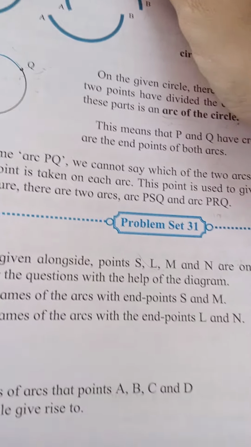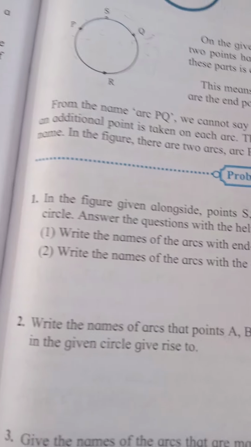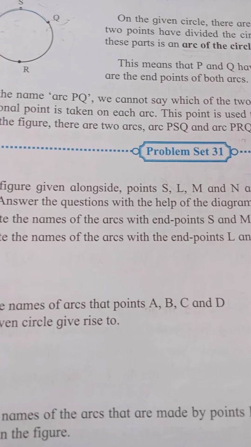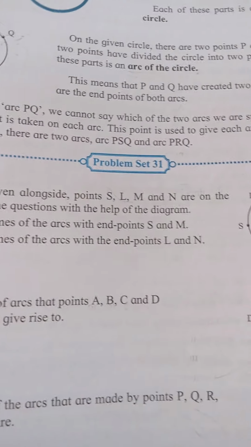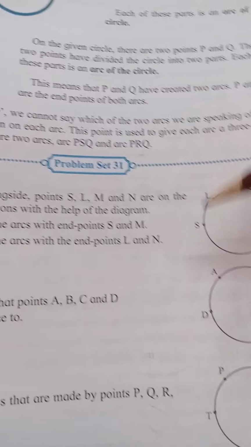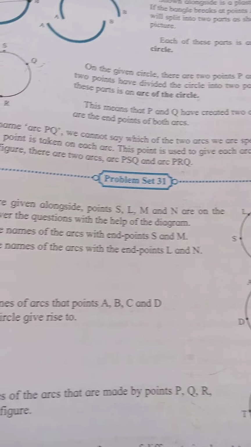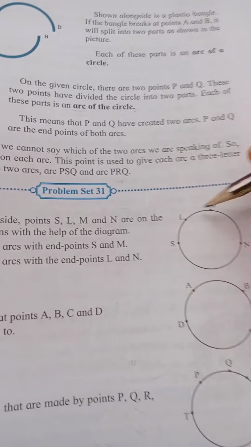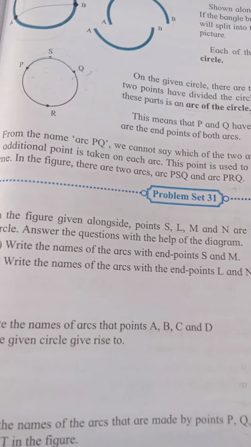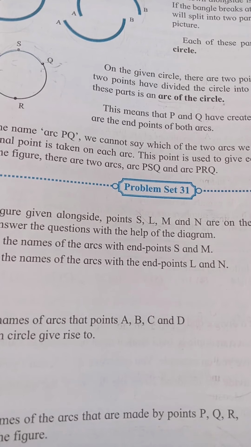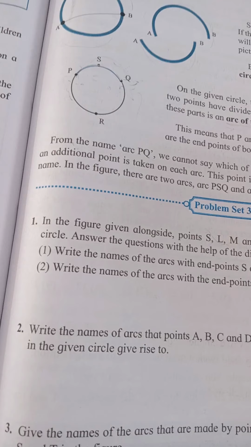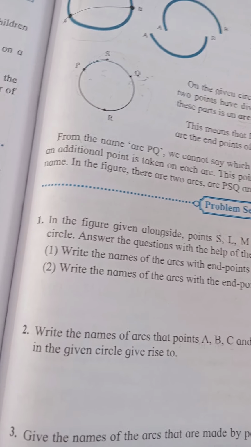Now we will start problem set 31. In the figure alongside, points S, L, M and N are on the circle. ये सारे पॉइंट सर्कल पे है. Answer the questions with the help of the diagram. We have to answer the questions with the help of the diagram.